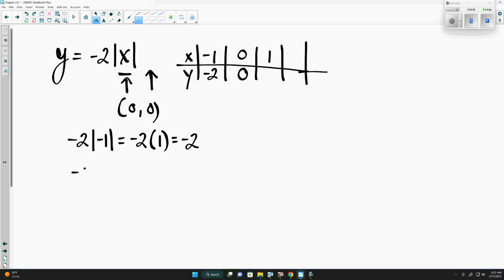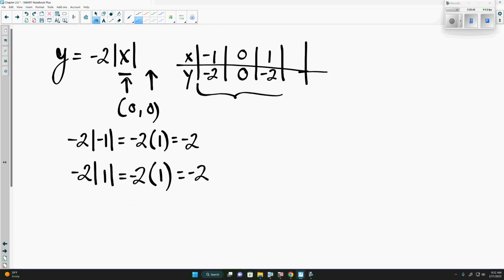We can do the same thing with 1. Negative 2 times the absolute value of 1. Well, the absolute value of 1 is 1. Negative 2 times 1 is negative 2. And now we just need to plot these points and go from there.